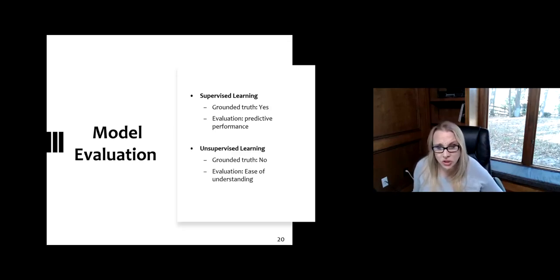For unsupervised learning, it is not grounded in truth because there is not a predetermined output that we are trying to predict. So how you evaluate how good your unsupervised learning model is really how easy it is to understand. Can you derive some meaning out of that unsupervised learning model that can be used for your ultimate purpose that you embarked on for your data mining project?